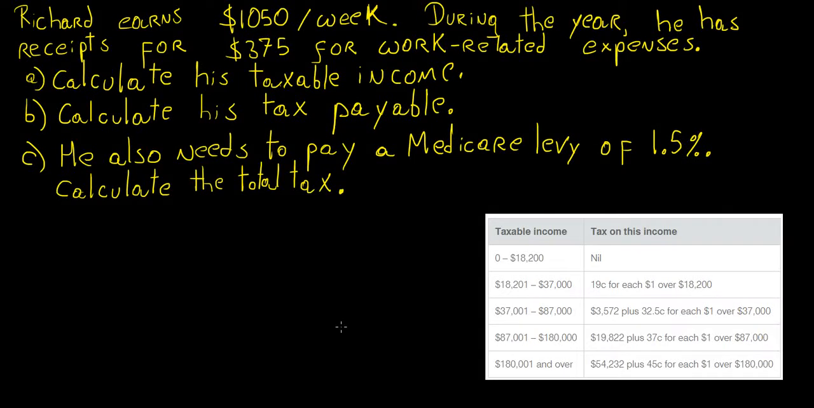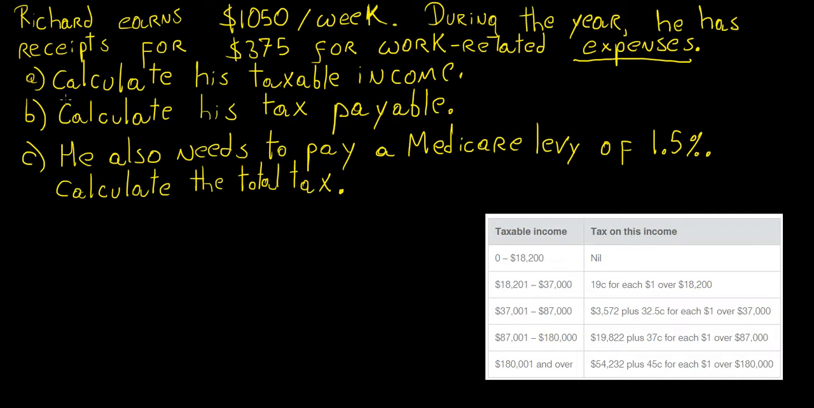Okay, in this video we're actually going to perform some calculations related to taxation. So assume that Richard is someone who is earning $1,050 per week. And we're also going to assume that he is working 52 weeks per year, so that's all year round. Now during the year he has receipts for $375 for work-related expenses. So this is going to be a keyword here in this problem.